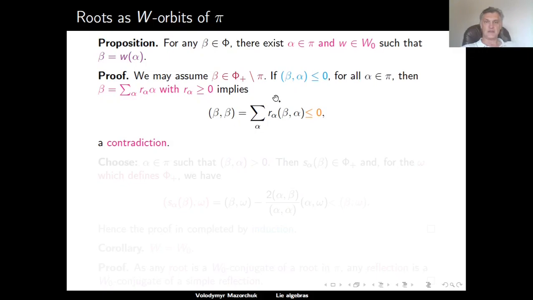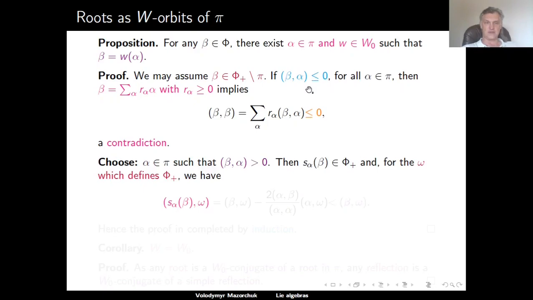Consequence: there is at least one root alpha in our basis pi for which the scalar product of beta with alpha is strictly positive. So we choose such alpha in pi such that the scalar product of beta and alpha is positive. And then let's look at the image of beta under the reflection S alpha. Since beta is not in pi, this reflection stays positive, so this is a positive root.